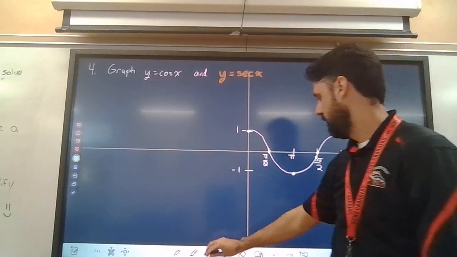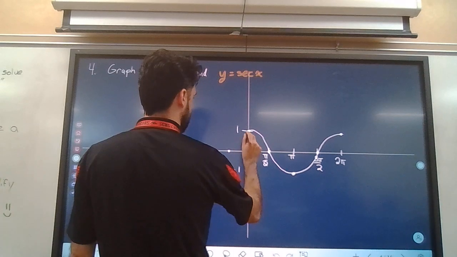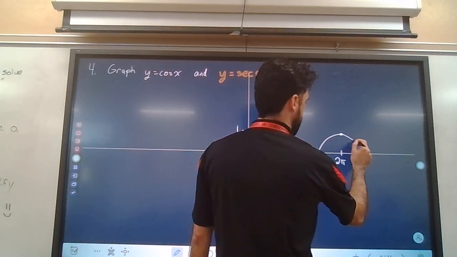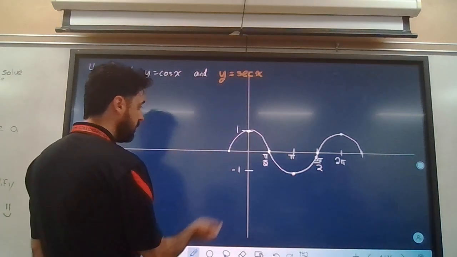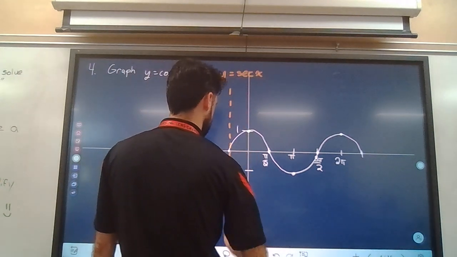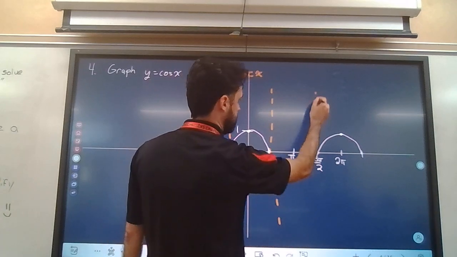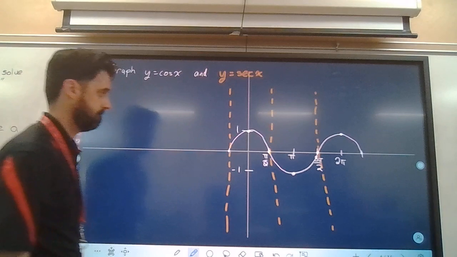Then secant. I'm actually going to extend the graph of cosine just to make this a little bit easier. There'd be a 0 at negative pi over 2, and there'd be one at 5 pi over 2 as well. Anywhere that cosine has a 0, secant is going to have a vertical asymptote. So negative pi over 2 and positive pi over 2 and 3 pi over 2 and 5 pi over 2 if I was to go all the way over there.